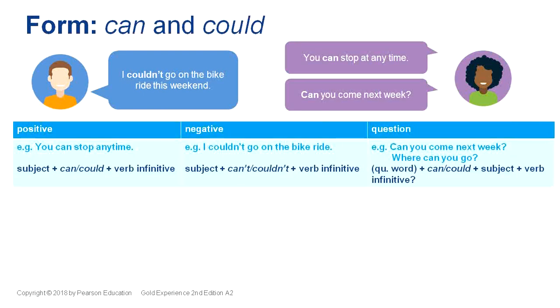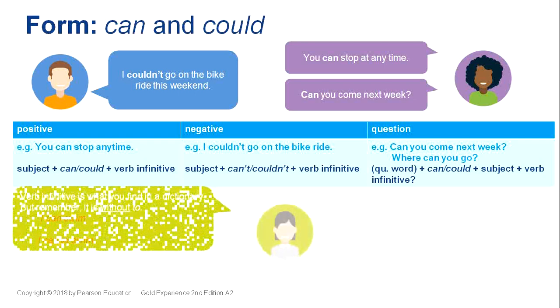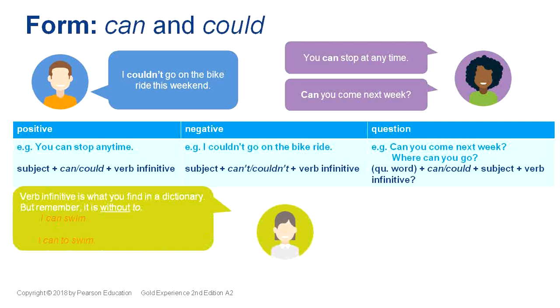So, in a positive sentence we use the subject, can or could, with verb infinitive. In a negative sentence we use the subject, can't or couldn't, with the verb infinitive. And in questions, can runs to the beginning. If we need to, we can use a question word. So we start with a question word or not, then can, could, subject and verb infinitive. Verb infinitive is what you find in a dictionary, but remember, it is without to.